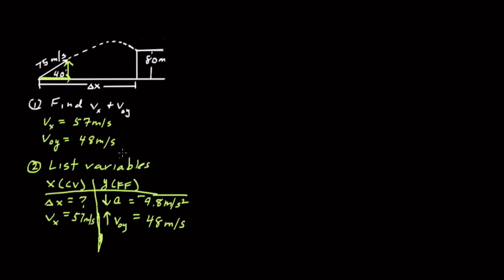And now what else do I know? What else is known? Well, I know that it starts here and it ends here, right? So this displacement from its starting position to its ending position is its delta y. Forget that it moved horizontally. It started on the ground. It landed on top of some structure 80 meters tall. Its displacement was up, and it was 80 meters.